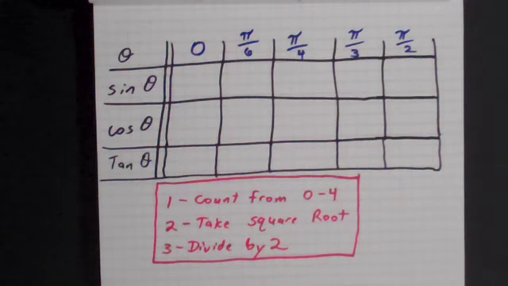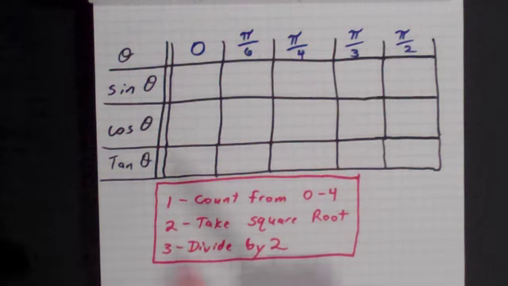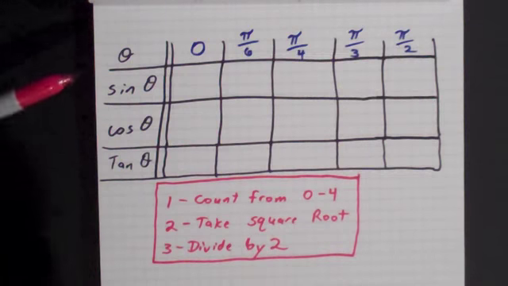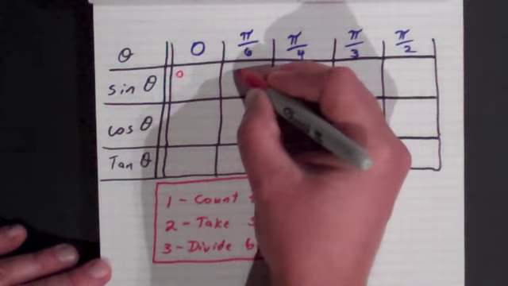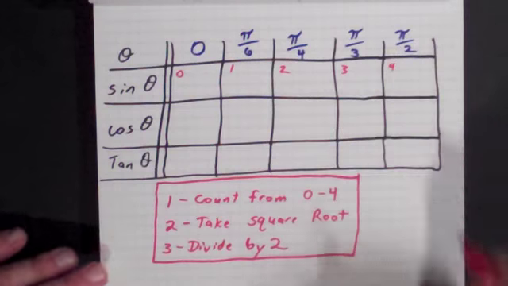Okay, today I'm going to talk about creating a trig table. I usually start with my most common angles, 0, pi over 6, pi over 4, pi over 3, and pi over 2. Start with sine and cosine. Then it's rather simple. You count from 0 to 4, so I'll put a 0, 1, 2, 3, 4.